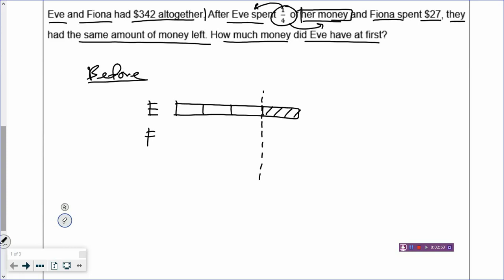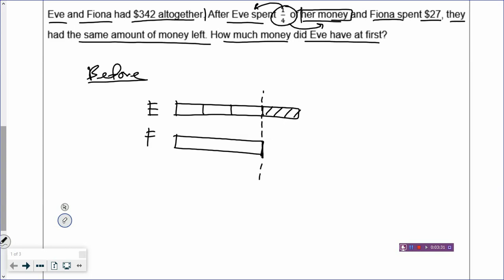Now, why do I draw a dotted line? Because a dotted line shows you that something is going to be equal. The dotted line is to represent equal parts that you are going to draw later. So that's why we have a dotted line. And then Fiona spent $27, and then she's going to have the same money left as Eve. So if I were to draw Fiona's money left, that will be until the dotted line. So Fiona's money left is the same as 3 boxes on top. After Eve has spent 1 box, she has 3 boxes left, and Fiona has the same amount of money left as Eve. That's why Fiona's rectangle is until the dotted line.